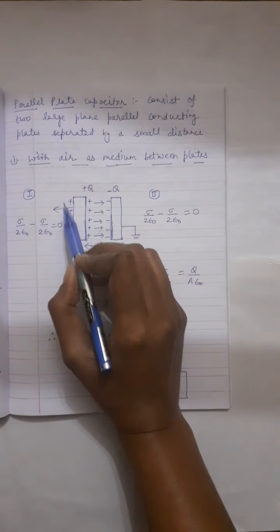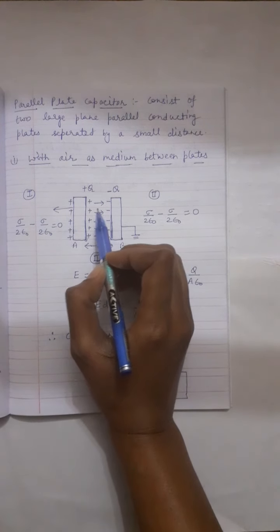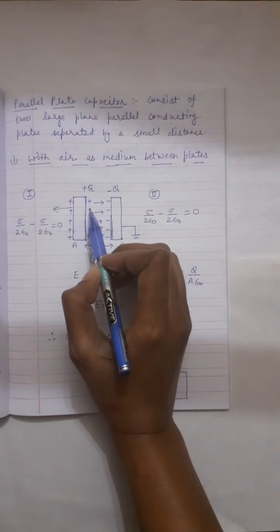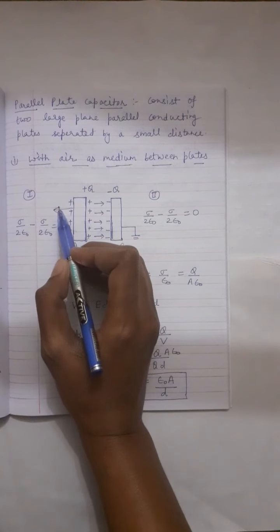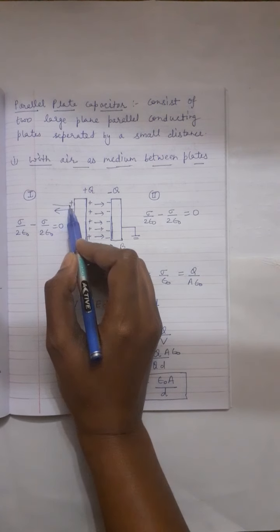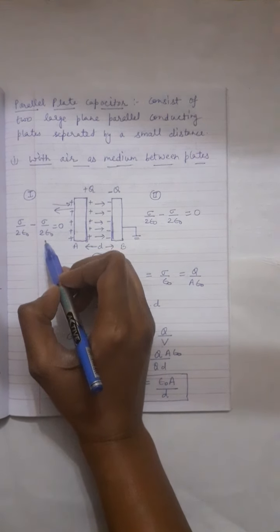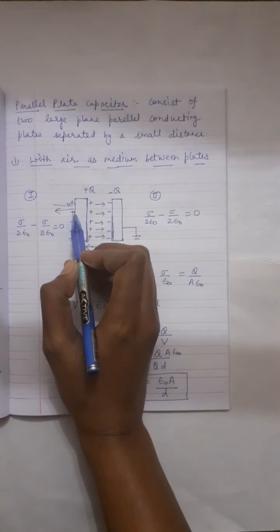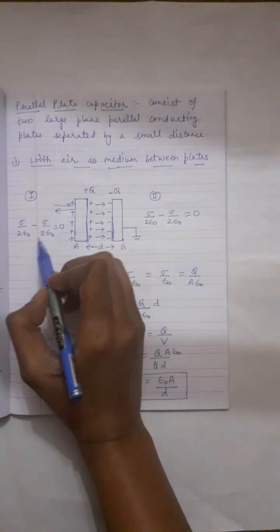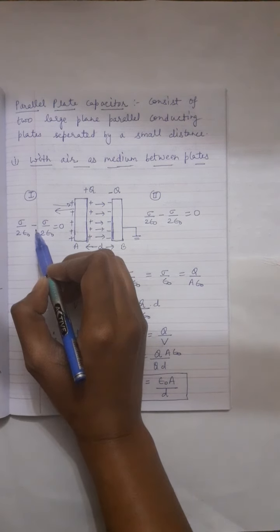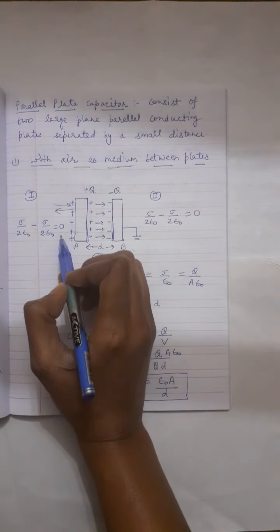And the electric field in this region due to the negative plate, the negative charges, will be inward. So in this region the electric field will be inward, and the value is the same, sigma upon 2 epsilon naught. So one field is in the left direction, the second field is in the right direction, having the same value and opposite direction. So the resultant electric field in this region will be 0.